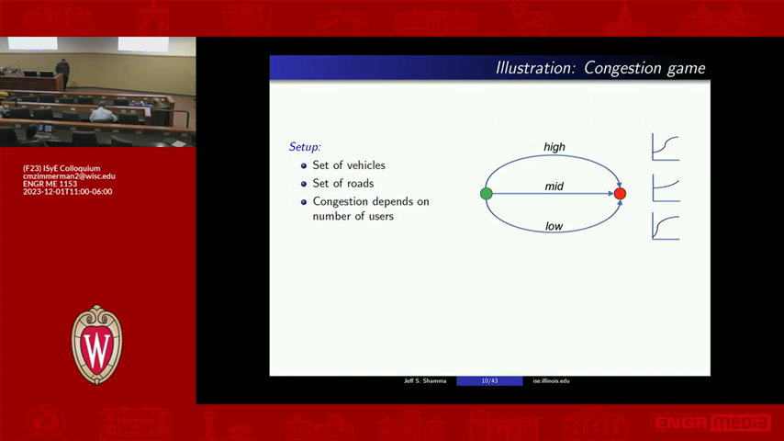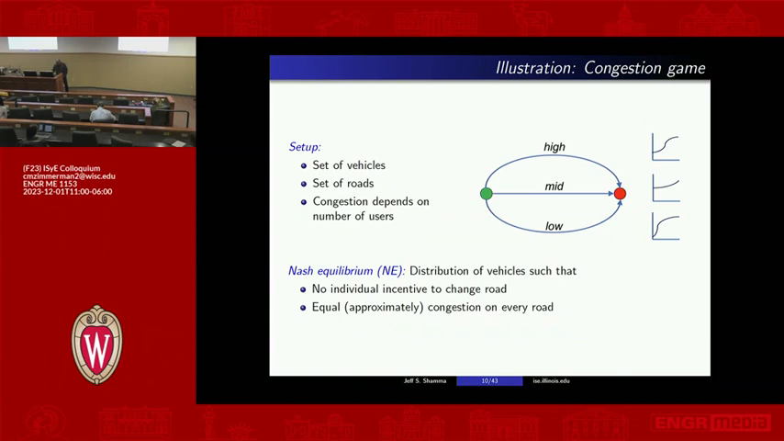So here's a simple illustration, again, to complement the beauty contest game. This is congestion. People have to pick the high road, the middle road, or the low road, and they want to minimize the congestion that they experience, and the congestion is a function of the number of vehicles that take those roads. What's the Nash equilibrium? Nash equilibrium is when nobody regrets the road that they chose. So in other words, I'm not going to be better off switching roads. So in other words, all roads look the same. They have the same congestion. Nash equilibrium, this is also called Wardrop equilibrium in the transportation literature from decades back.